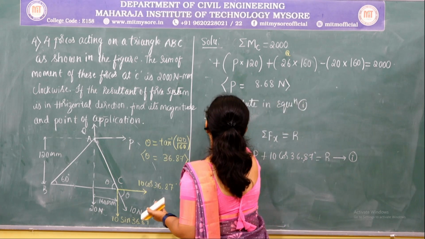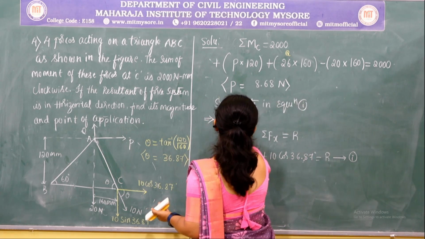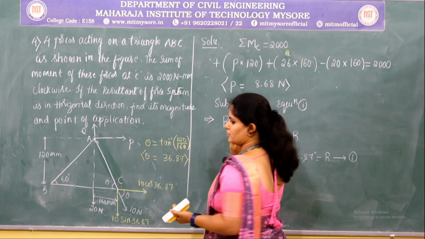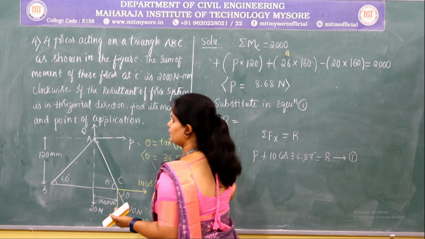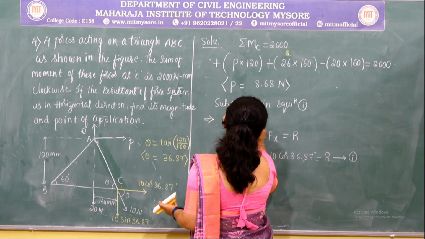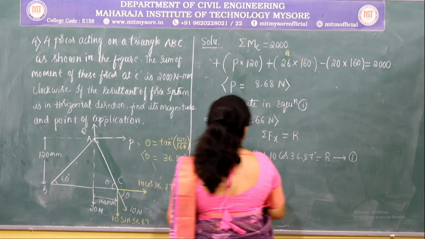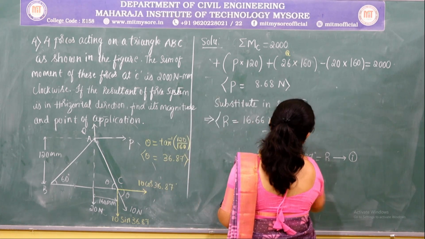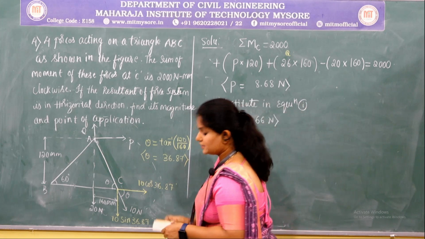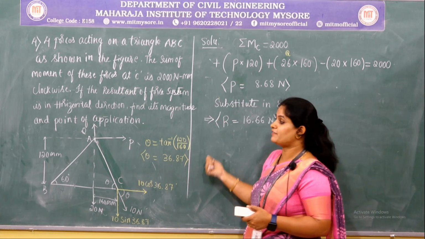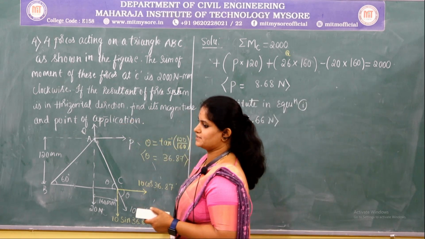We are going to get the value of R. On solving this, we get the value of R as 16.66 Newton. Now we got the magnitude of the resultant. Now we shall find out the point of application of this resultant.